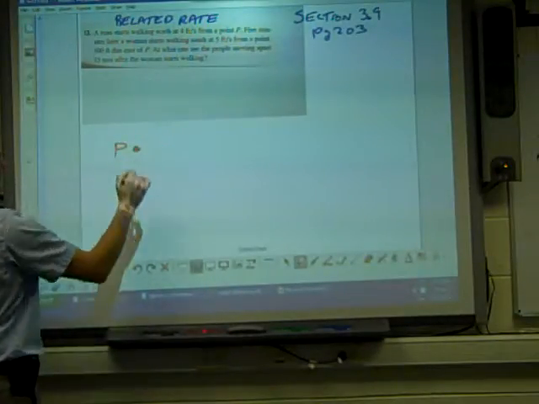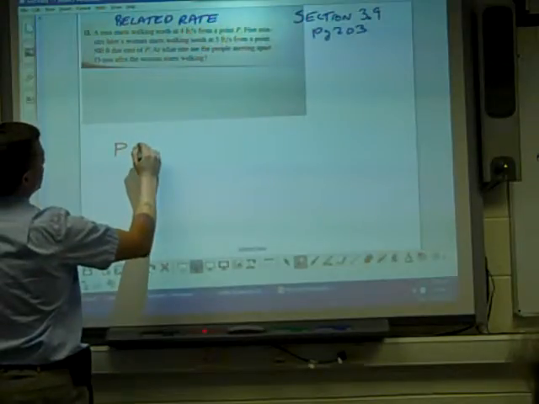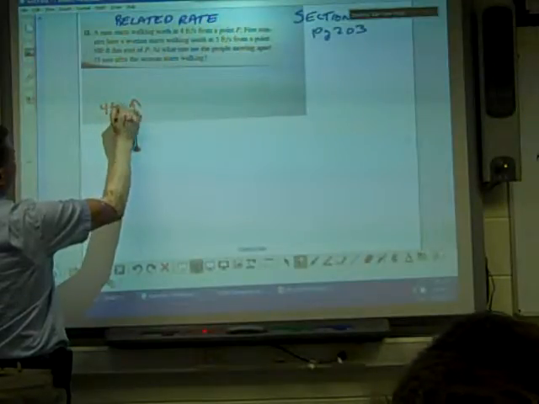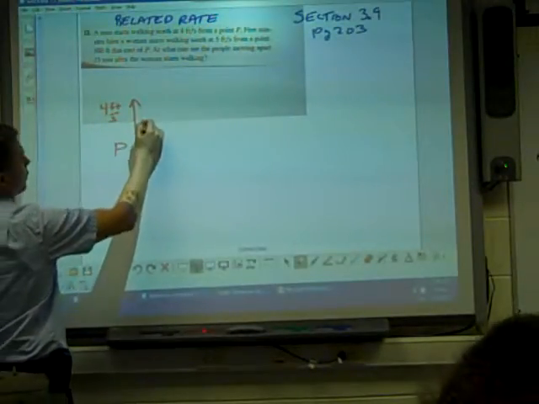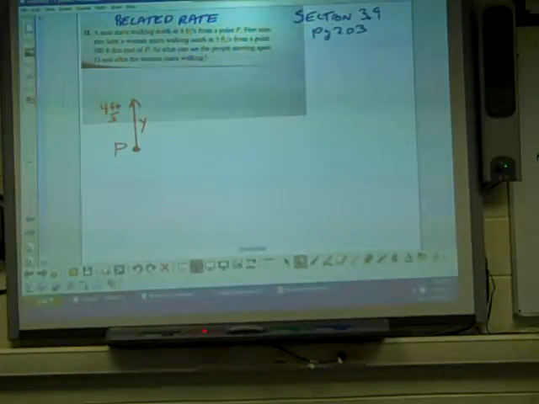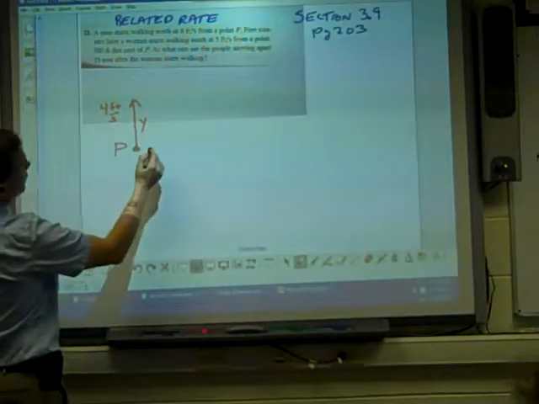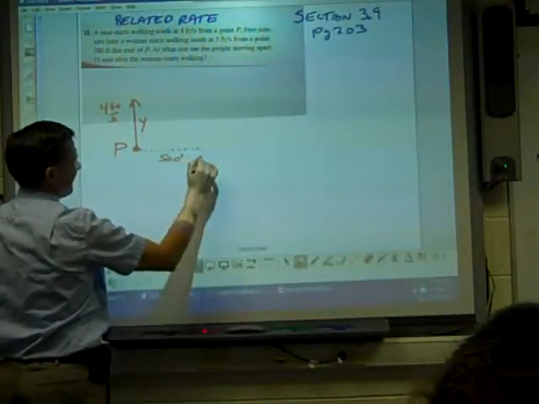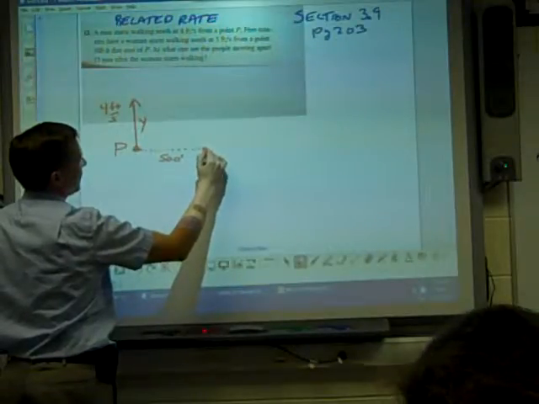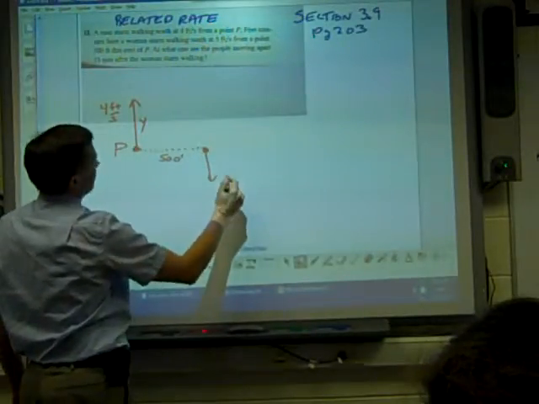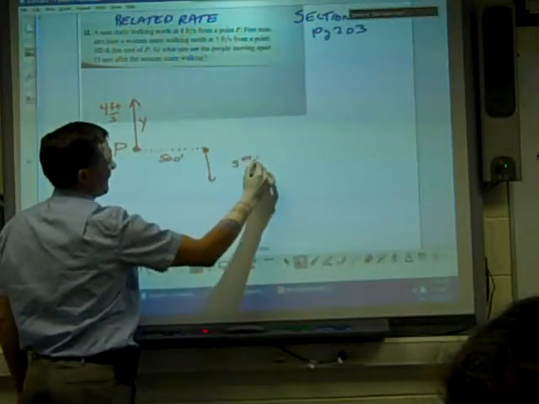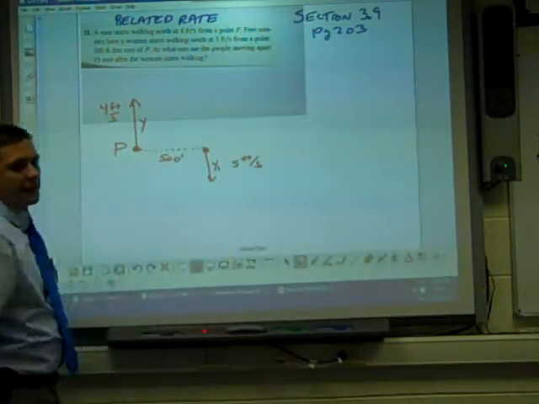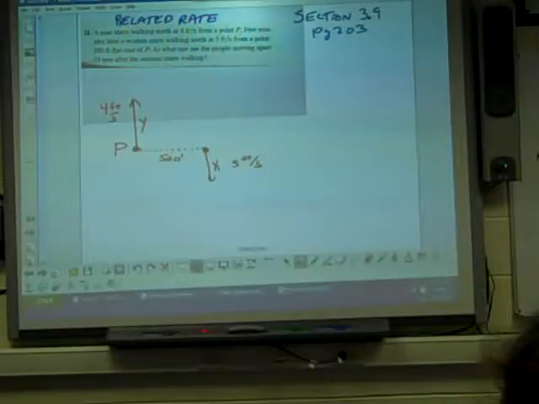So I need a good figure. You have point P. A man starts walking north. He's moving at 4 feet per second. I'm going to call this distance Y. Then a woman starts walking south from a point 500 feet east, and she's going to walk south at 5 feet per second. I'm going to call this Y1. So I got Y going up and Y1 going down.